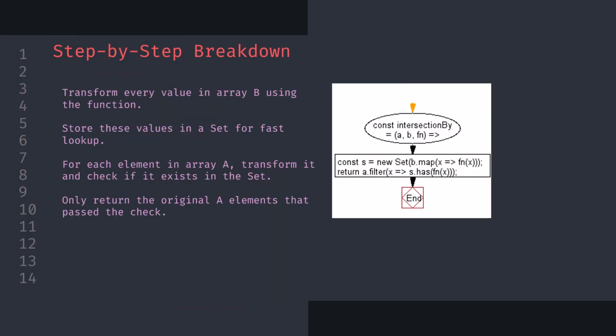This process is elegant. First, we prepare a set of transformed values from the second array. Then, we go through the first array and only keep elements whose transformed value appears in that set.